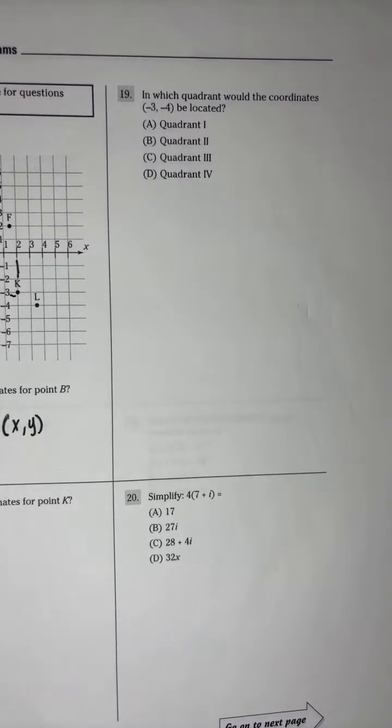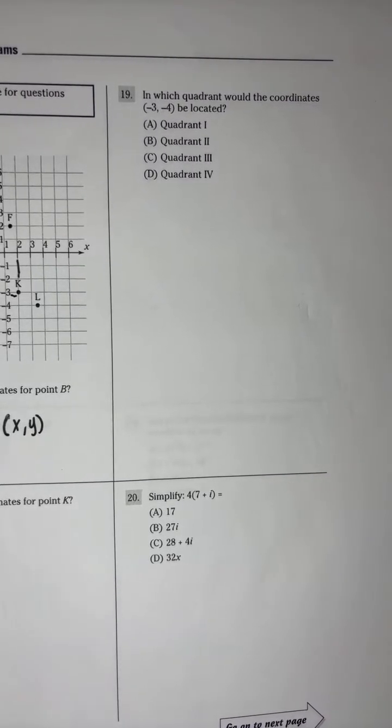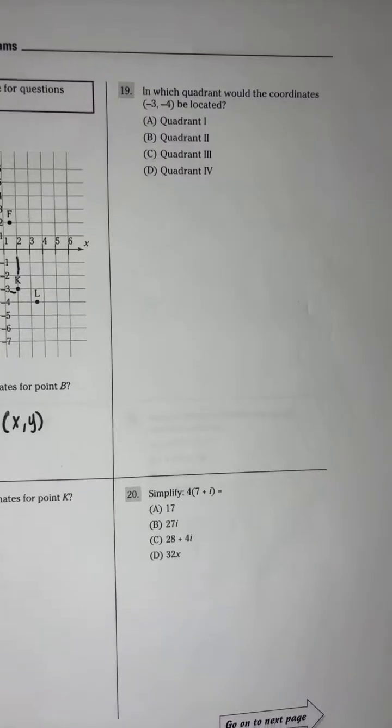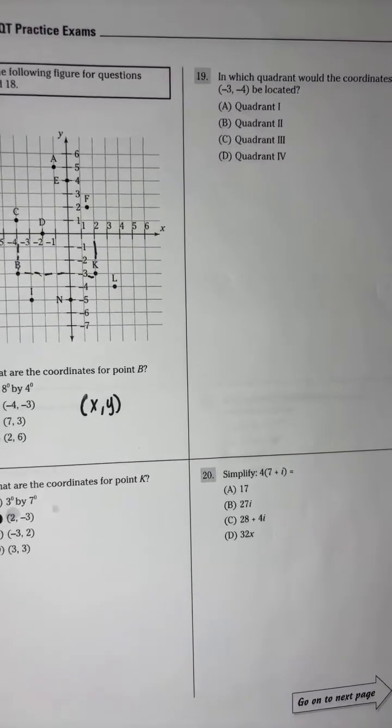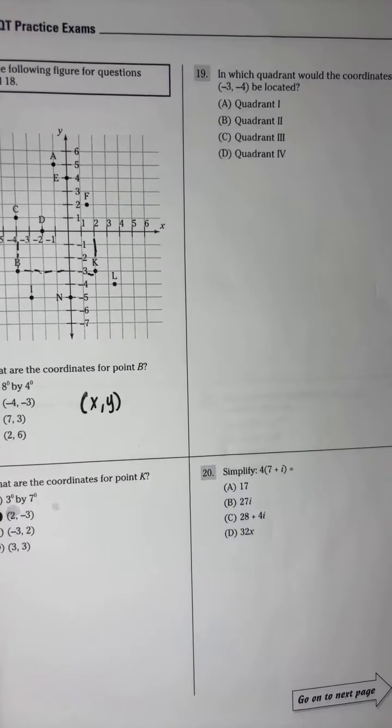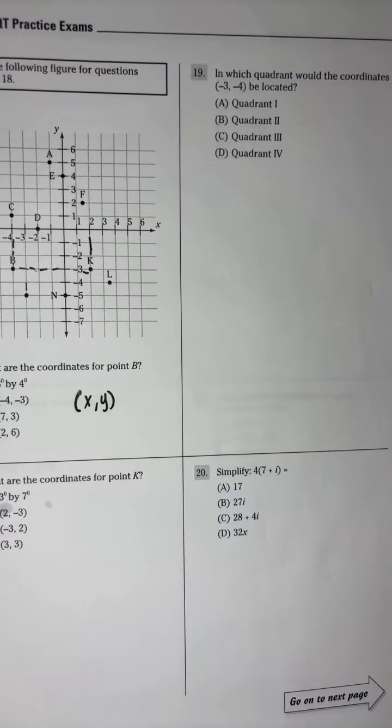It says, in which quadrant would the coordinates -3, -4 be located? Quadrant 1, quadrant 2, quadrant 3, or quadrant 4? Are you getting A, B, C, or D? What are you getting for number 19? And I'll try to put the graph in it as well, so that can probably help you.